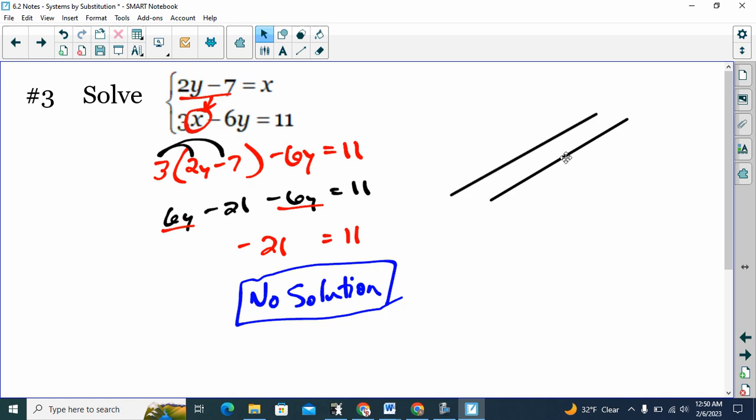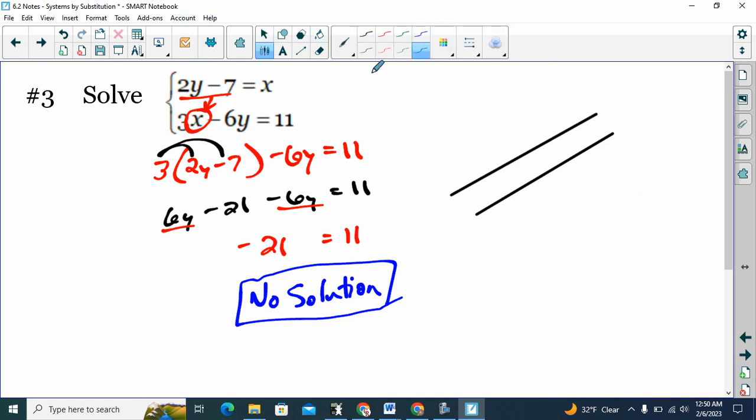Remember also, sometimes our two lines lined up right on top of each other, which mine don't, but suppose they did. In that case, we had infinitely many solutions. If we solve by substituting and we get 11 equals 11, that's when you have infinitely many solutions, if the two numbers are equal to each other and all the variables canceled out.